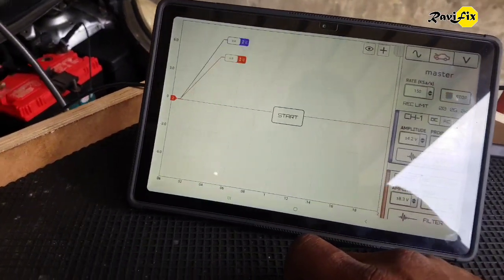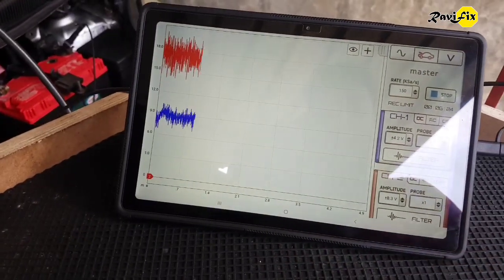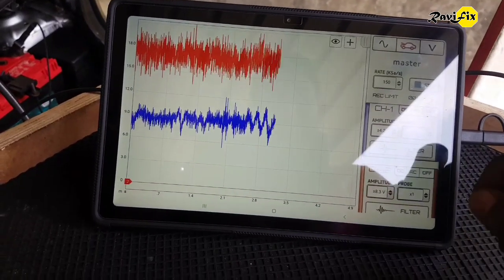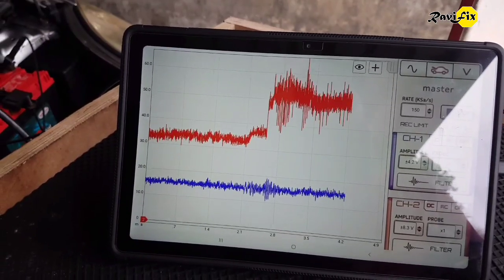Here I am going to perform a cranking test. I have already disconnected the injector power supply connections. Okay, crank the engine.